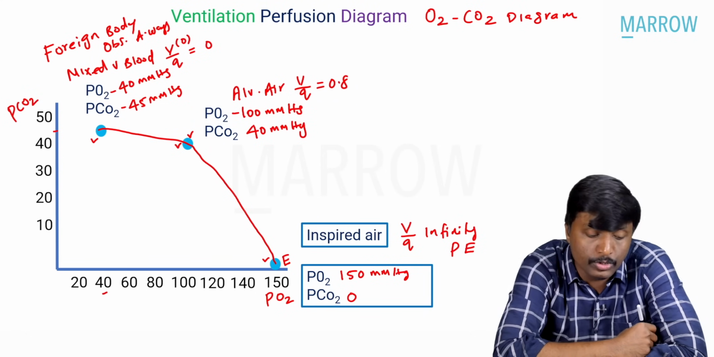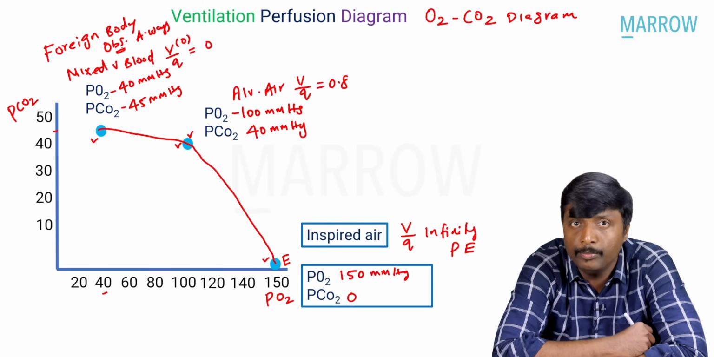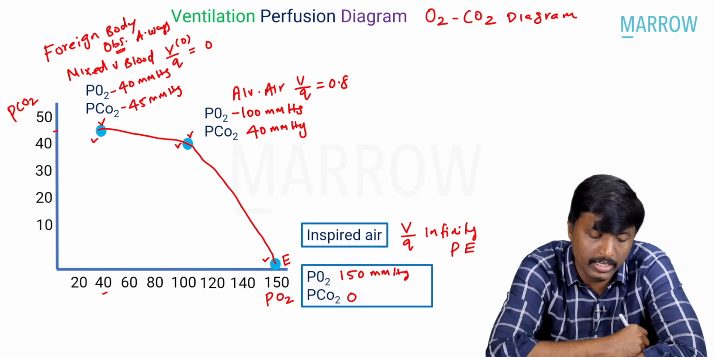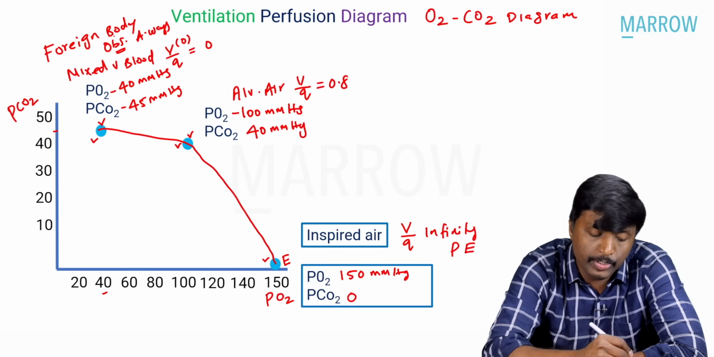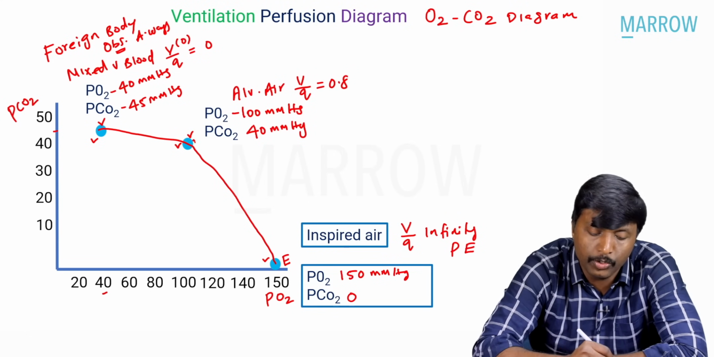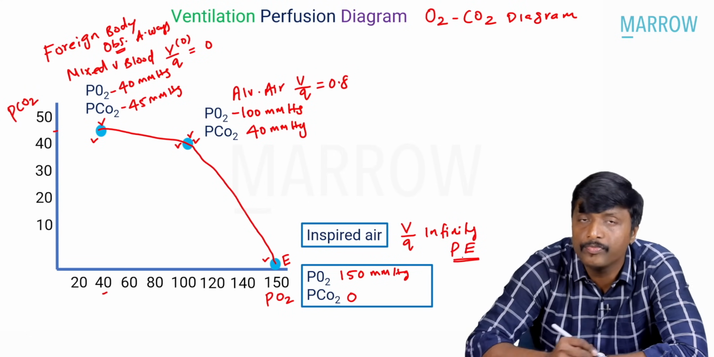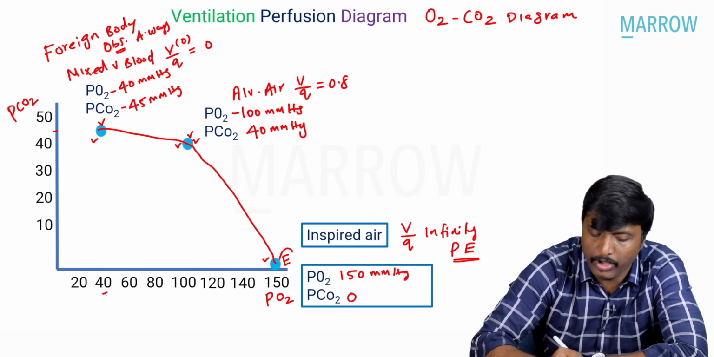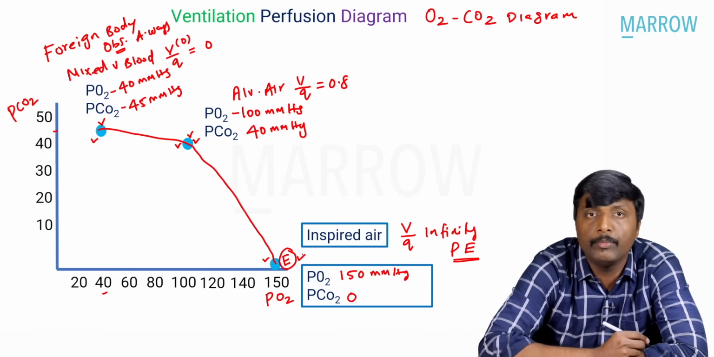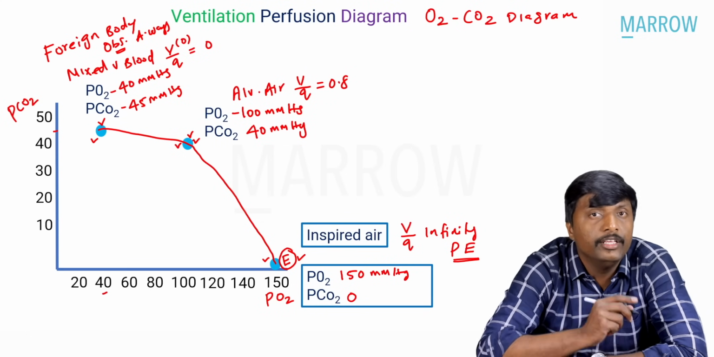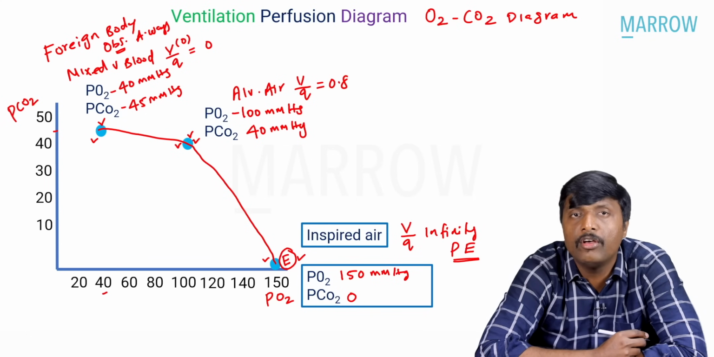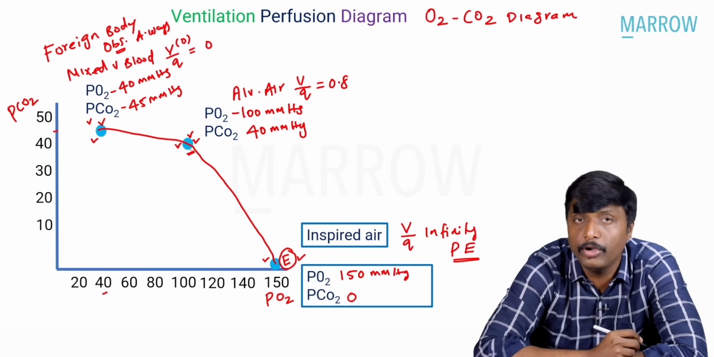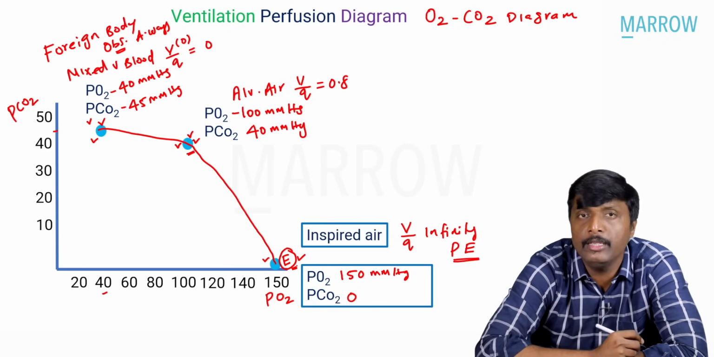So if they ask you to choose foreign body obstruction, which point? You should choose this point. There is mixed venous blood, PO2 40, PCO2 45. So foreign body obstruction, this point. Normal VQ ratio, this point. But the question is about pulmonary embolism. That is why it is about the inspired air values. Pulmonary embolism means in our graph point E. So we are choosing this point, point E, pulmonary embolism. If next time they ask the clinical scenario about foreign body obstruction, it should be this point. Normal is this point. Now pulmonary embolism, it should be point E.